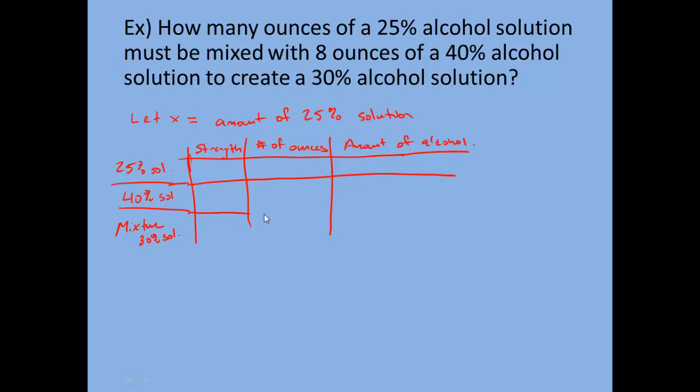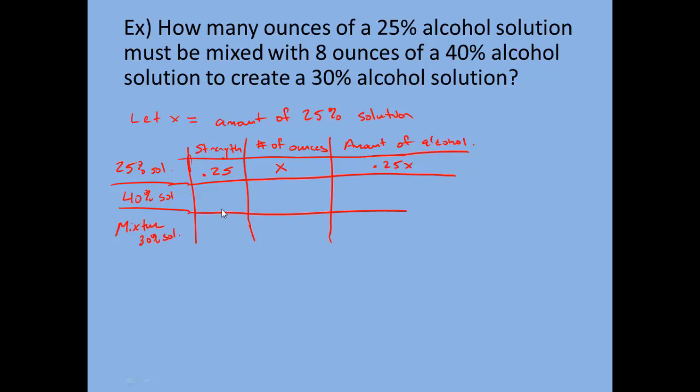And we can go through and fill in this chart for each piece. So the strength of the 25% solution is 25%, so we're going to use 0.25 there, because remember you have to use your percentage as a decimal. The number of ounces of the 25% solution, well, we don't know what that is. That's x, the amount of it that we're trying to find. And if we multiply together the 0.25, the strength of it, times the number of ounces, x, that gives us 0.25x, the number of ounces of alcohol in there.